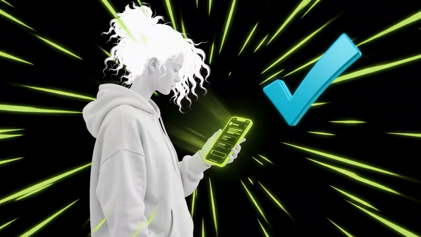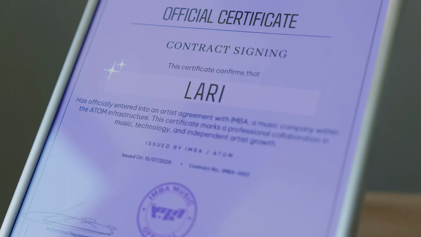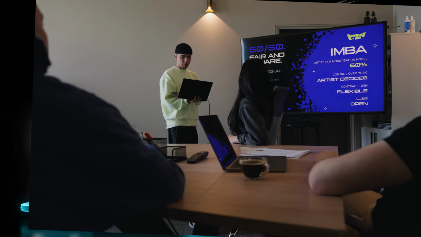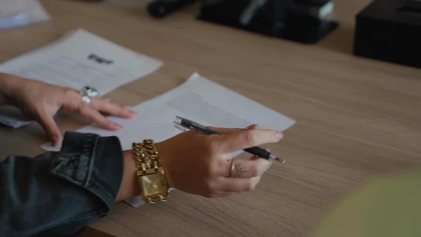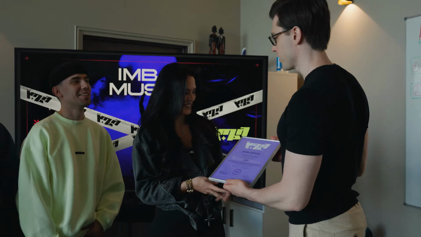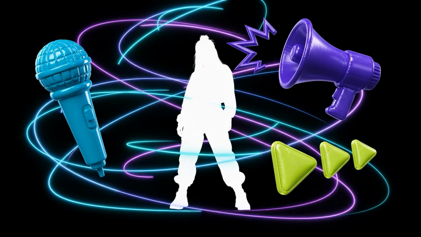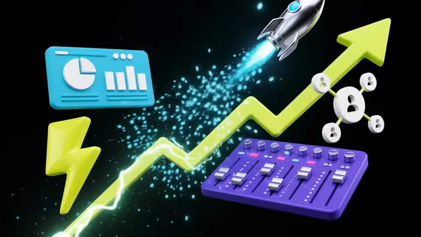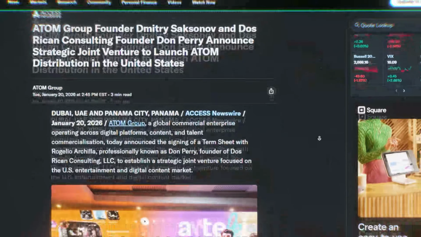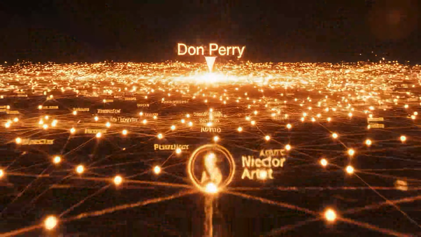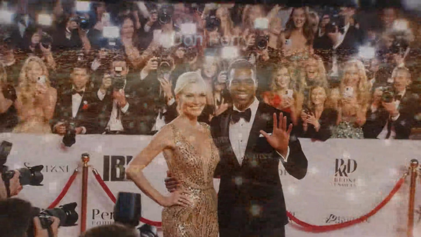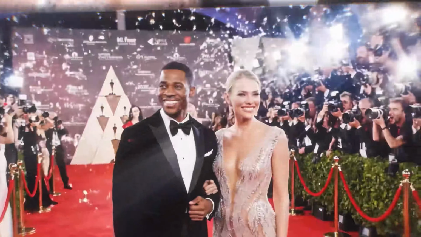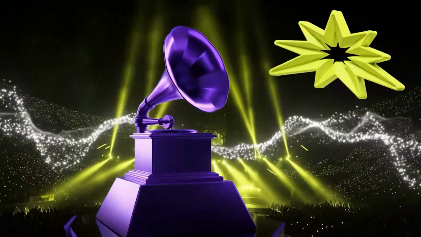An artist signs a digital contract in 5 minutes. They keep % of the rights to their music. Imba handles the heavy lifting: recording, promotion, distribution across Spotify, Apple Music, YouTube Music, and other platforms. The label provides the tools and resources for growth. Imba's partner is Don Perry, former president of Caper Records, a division of RCA/BMG, a Grammy Academy board member, and the man behind world tours for Elton John, Fleetwood Mac, and the Eagles.